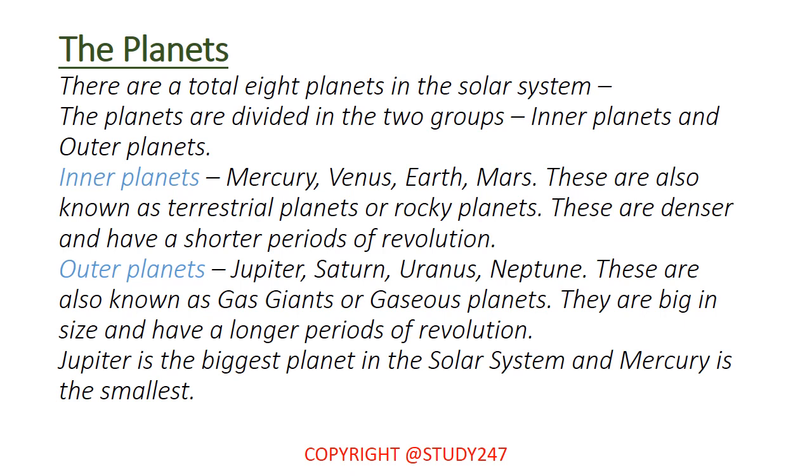Next, the outer planets: Jupiter, Saturn, Uranus, Neptune. These are also known as gas giants or gaseous planets. They are big in size and have a longer period of revolution. Jupiter is the biggest planet in the solar system and Mercury is the smallest. Just remember this last sentence: Jupiter is the biggest and Mercury is the smallest.